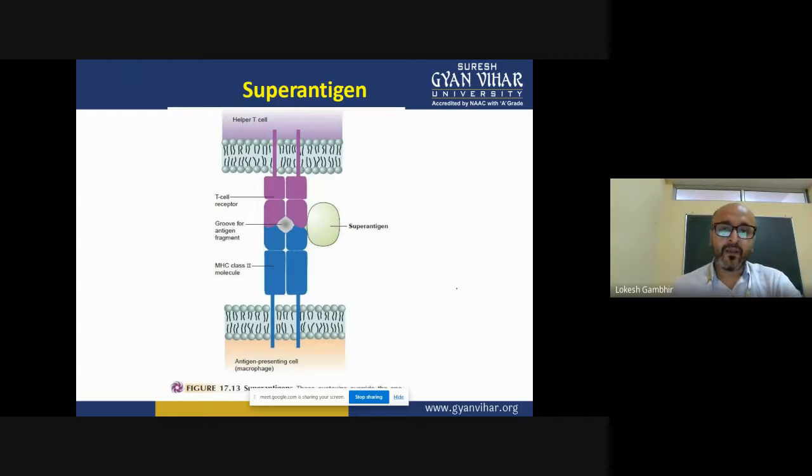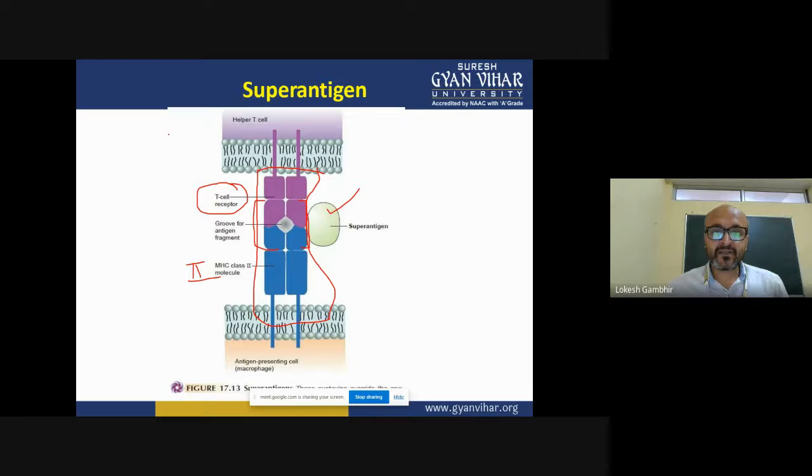Then there is another terminology that you should be very clear about, called super antigen. Now, what is a super antigen? See what a super antigen does. A super antigen will be binding to the complex. What complex? MHC class 2, which is bound to the T cell receptor. This is in general what we have read. Now the super antigen will go and bind to this particular complex, and what will it do? It will generate super activation of this T cell.